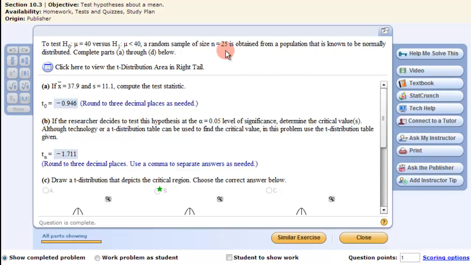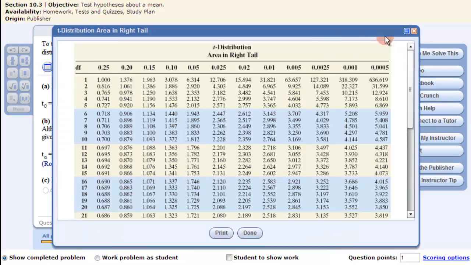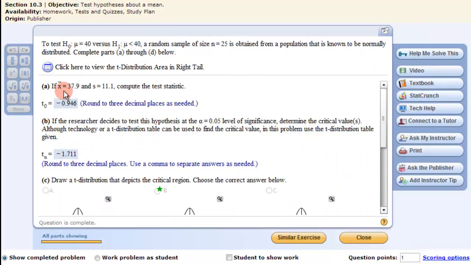It's important that either we have one of two things or both: that it's normally distributed, or that n is greater than or equal to 30. So we have 25 here, but it says it's normally distributed, so we're fine. They have the t distribution values right here, so you can click that or see the sheet, but let's enter this into our Excel document first. So we have mu naught, 40, then we have 37.9.